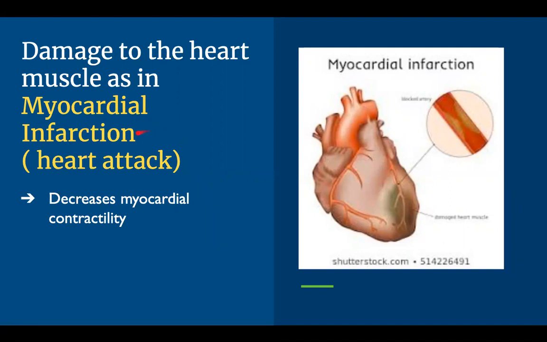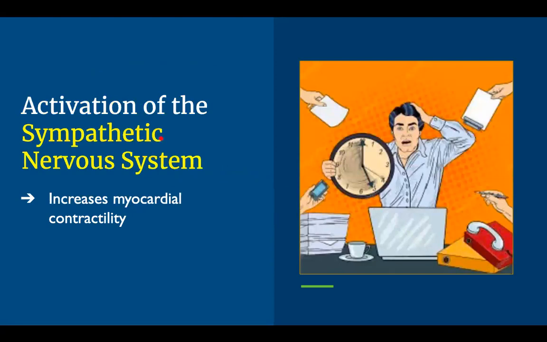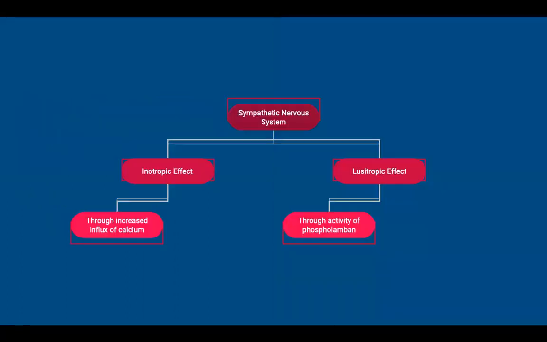Damage to the heart muscle, as in myocardial infarction, will lead to a decrease in ventricular muscle mass, and this will decrease contractility. We'll study what a heart attack is when we have a lecture on coronary circulation. In addition, activation of the sympathetic nervous system will increase myocardial contractility. So stress, the fight or flight response, will increase myocardial contractility. How will that happen? Through a process known as the inotropic effect, that is increase in contractility, and the lusitropic effect, that is decreased relaxation time.